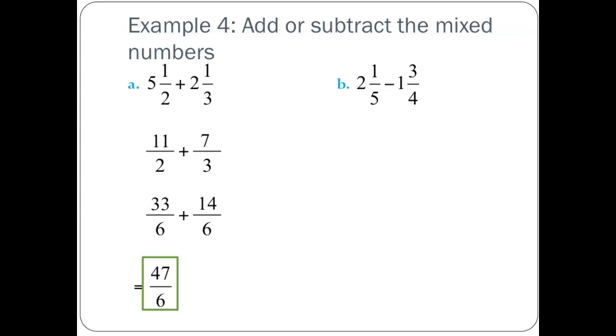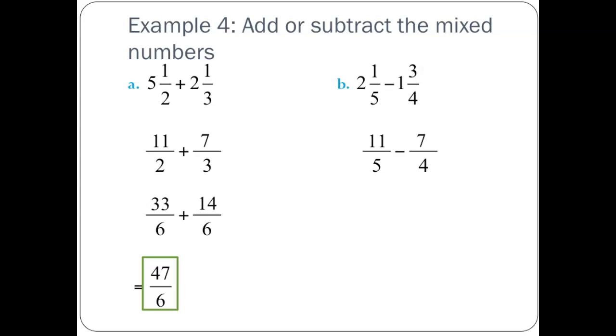All right, let's look at this last one here. Again, we're going to need to rewrite these so that they are improper fractions. So 2 times 5 is 10, plus 1 is 11, so we have 11 over 5. In the second one, we have 1 times 4 plus 3, which is 7. So we have 11 fifths minus 7 fourths. We don't have the same denominator, so our next step is to get a common denominator.